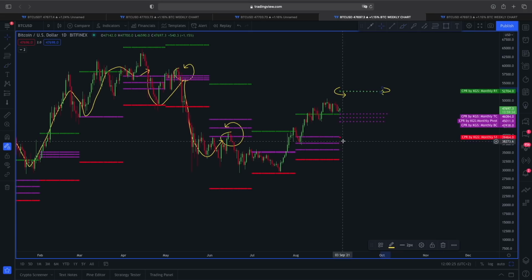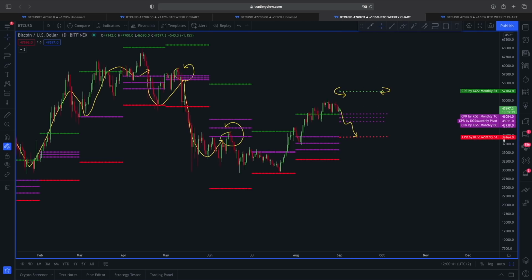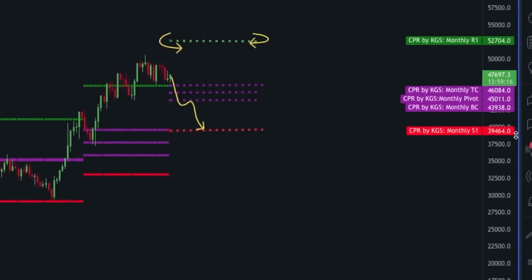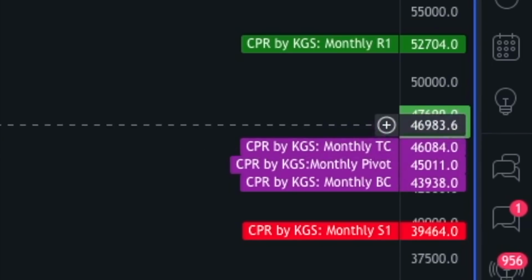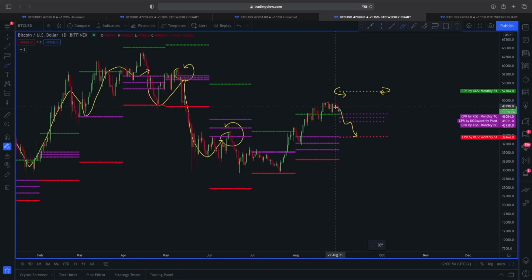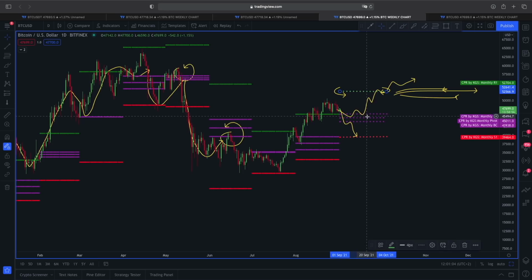And to the downside, this red dot here is our first target if the price breaks below this CPR line. Then we are going to look around the first S1 support line, which is lying around $39,464. So as long as the price remains above the CPR line between this 44,000 to 46,000, we could still see this rally continue in this manner, making another higher high, higher low continuation also in a CPR.